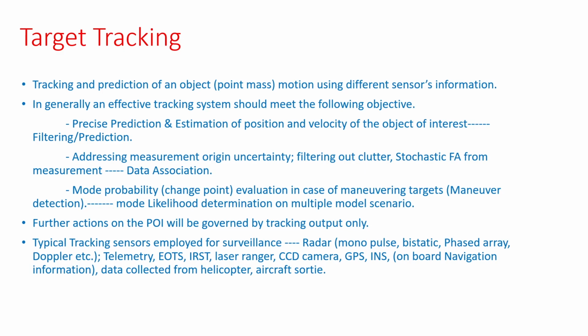Okay. So, now target tracking. Target tracking and prediction of an object, point mass, motion using different sensor information, we already covered. So, what are the parts of tracking? Obviously, filtering, prediction, estimation. Your Kalman filter is an integral, core part of target tracking. We have covered this, we know the Kalman filter now. We have solved examples, we know what is called prediction and what is called filtering.